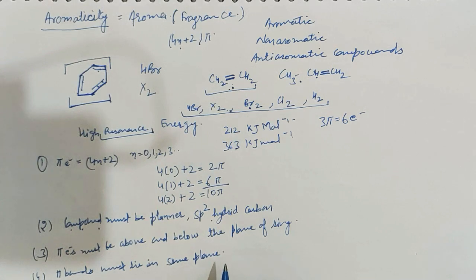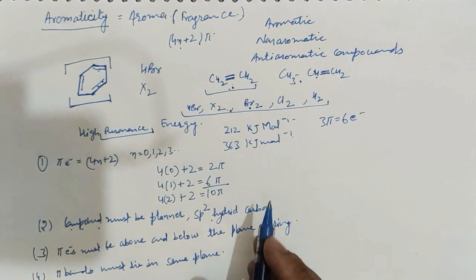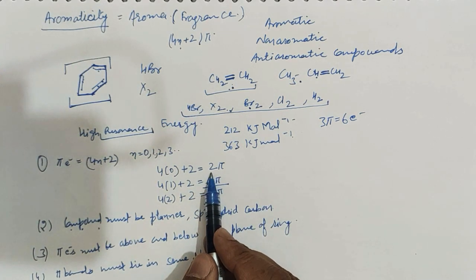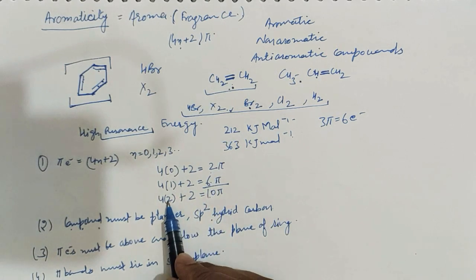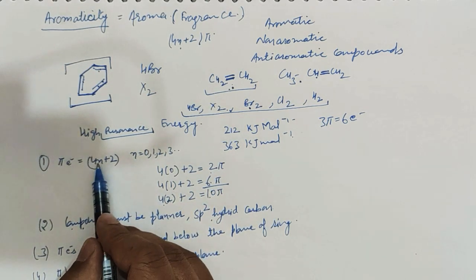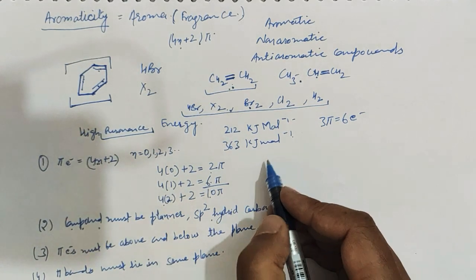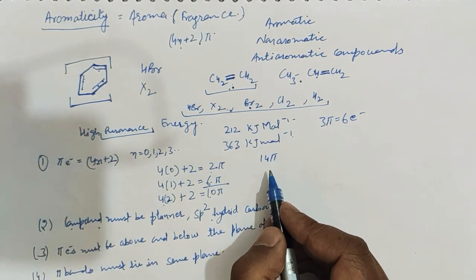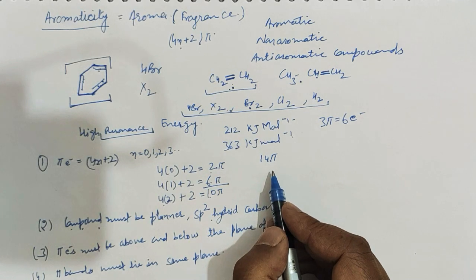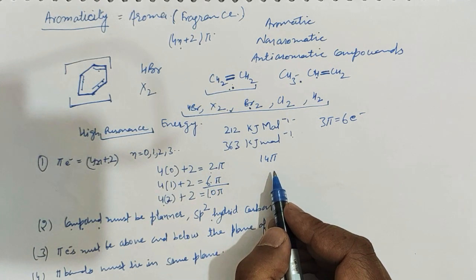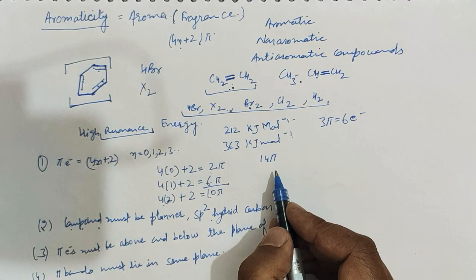The fifth point is, the number of pi electrons that fulfill Huckel's rule are 2, 6, 10, 14, 18. If you put the value of n as 3, then it will be 4 into 3, that is 12, plus 2, that is 14 pi electrons. So they may contain 2, 6, 10, 14 and 18 electrons.